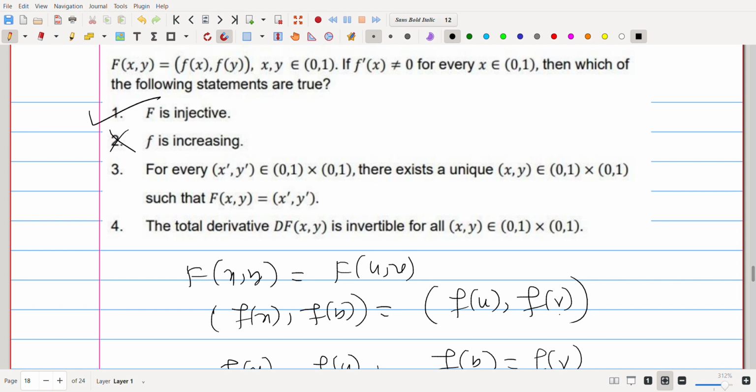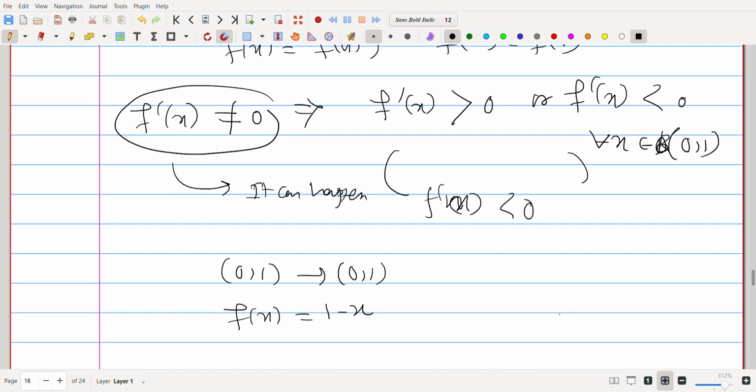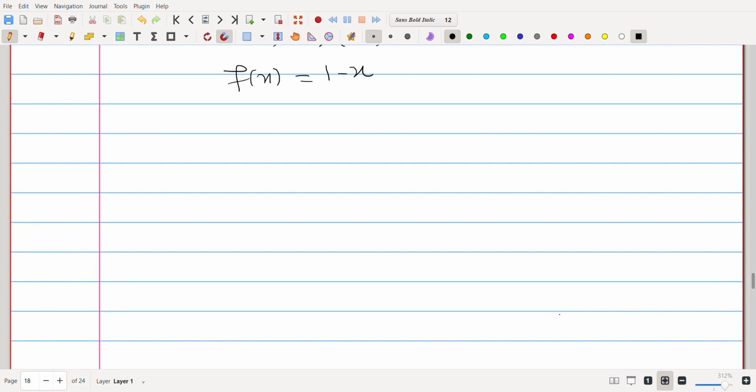This says for every (x', y'), there exists a unique point such that this holds. Okay, so let (x', y') belong to [0,1] cross [0,1].